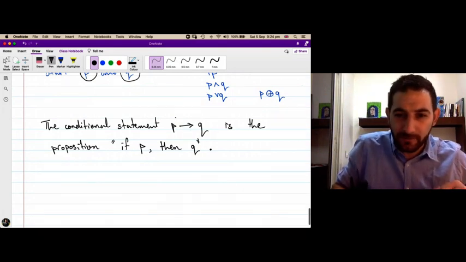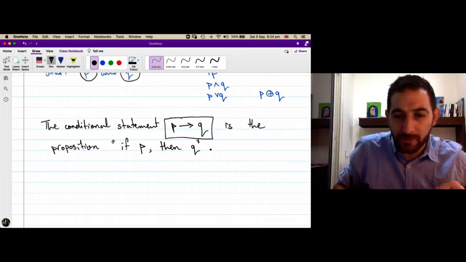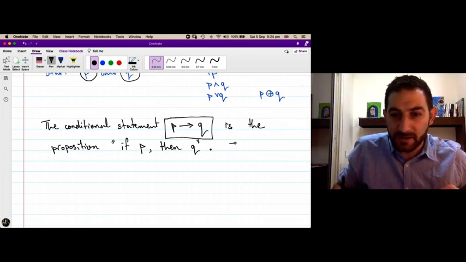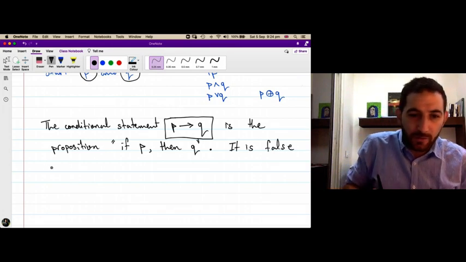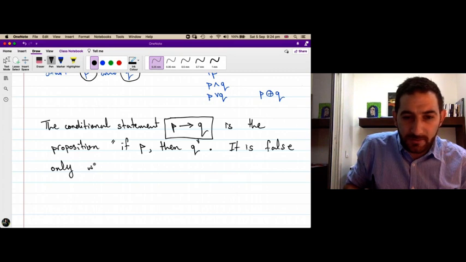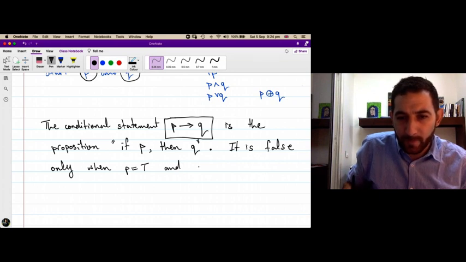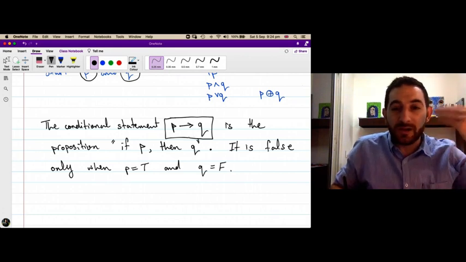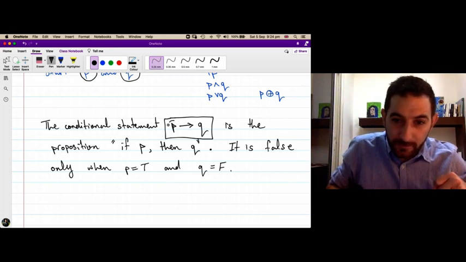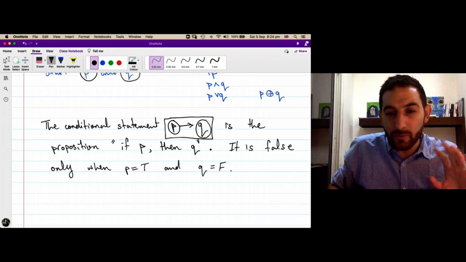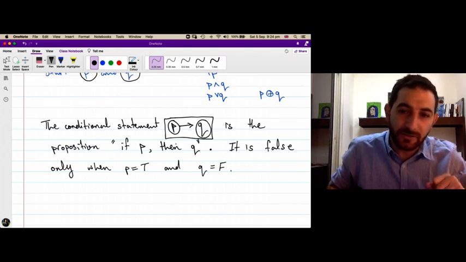Now for this new proposition, we need to define a truth value. P implies Q, this conditional statement, is false only in one case, only when P is true and Q is false. Okay, so this new statement, we will declare its value to be false when P is true and Q is false. Otherwise, in the three other cases, it will be a true statement.